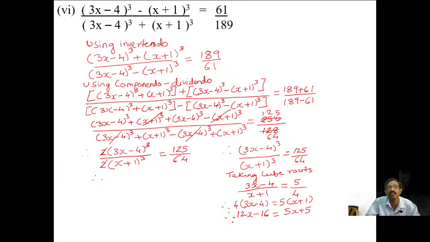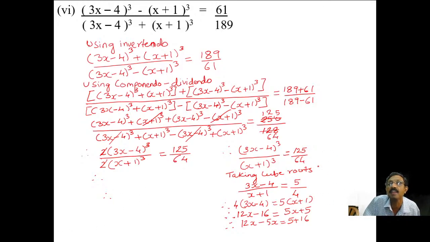Now what can be done here? I've got 12x and 5x. Therefore, can I bring this 5x here? If I get this 5x, it is plus 5x. If I get here, what do I get? Minus 5x. If I get this minus 16 on this side, it becomes plus 16. So, therefore, what do I get? I get 12x minus 5x. It gives me 7x. Okay?